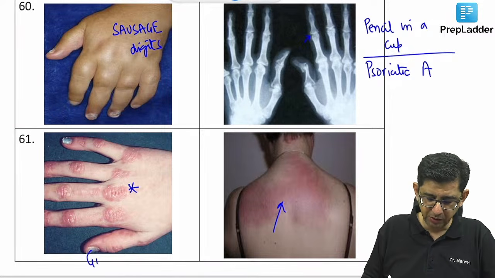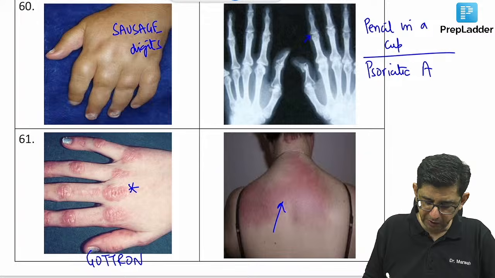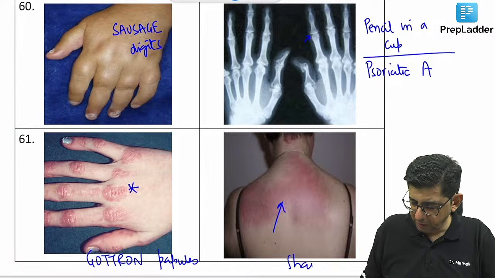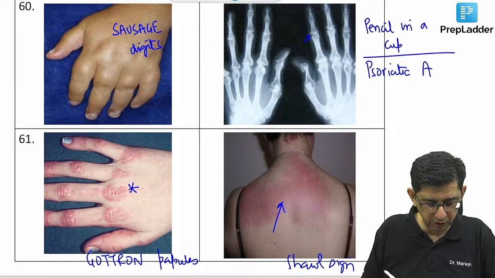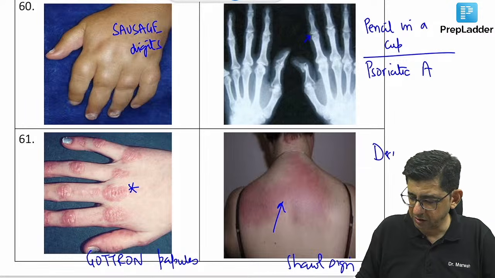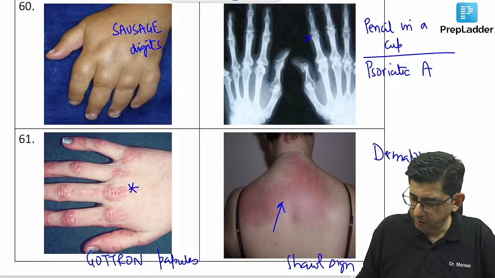But this is again a question of NEET PG that has come up, where there was presence of Gottron papules and there was a shawl sign also present. The combination of the two, Gottron papules and a shawl sign, would mean that the diagnosis in this case would be given as dermatomyositis.